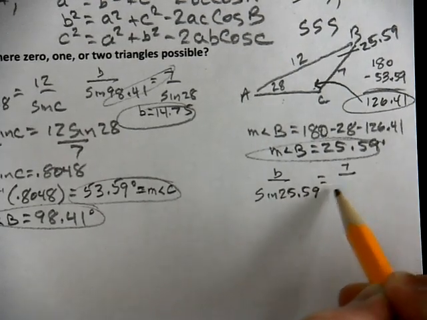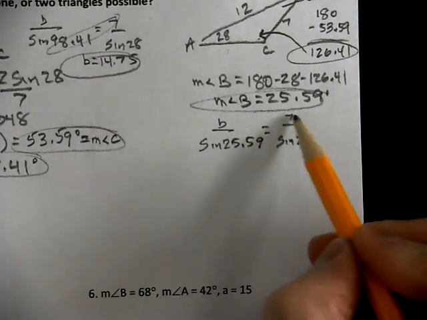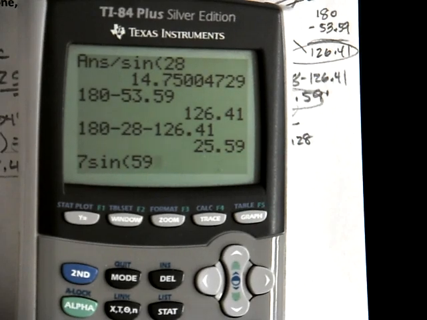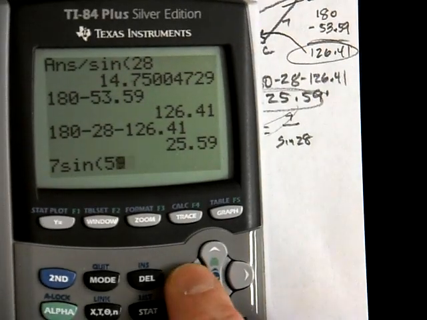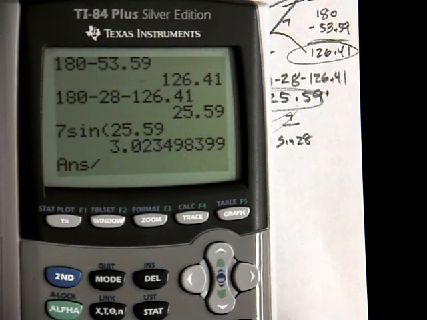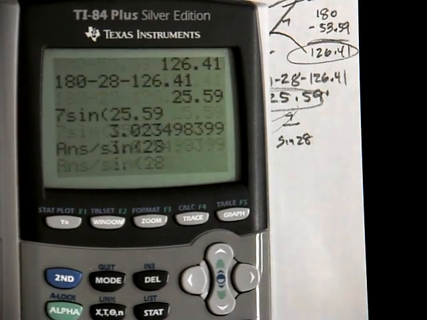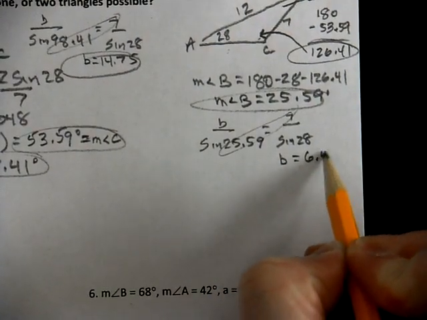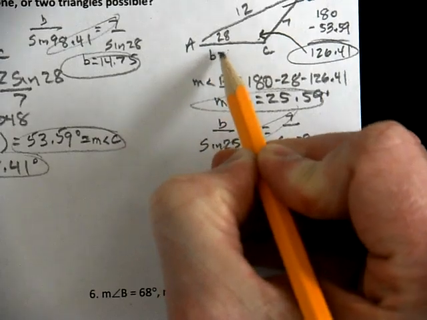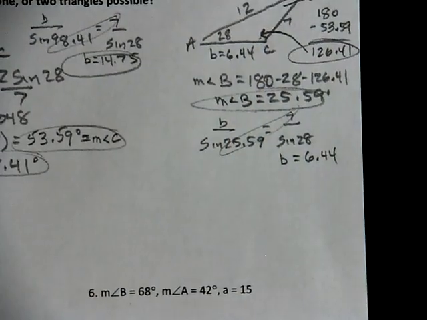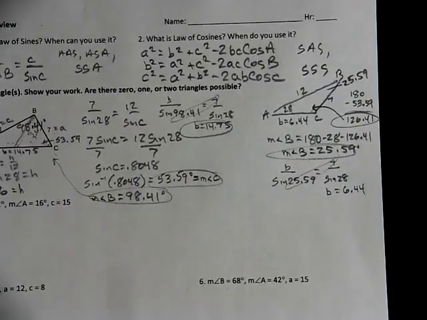We still have 7 over the sine of 28. Still can do our law of sines. So we'll cross multiply one direction. 7 sine of 25.59, and divide that by sine of 28. So that side length is going to be 6.44. And we found all the missing sides. That was a double triangle. That's like the hardest thing we got on this review. That was a biggie.